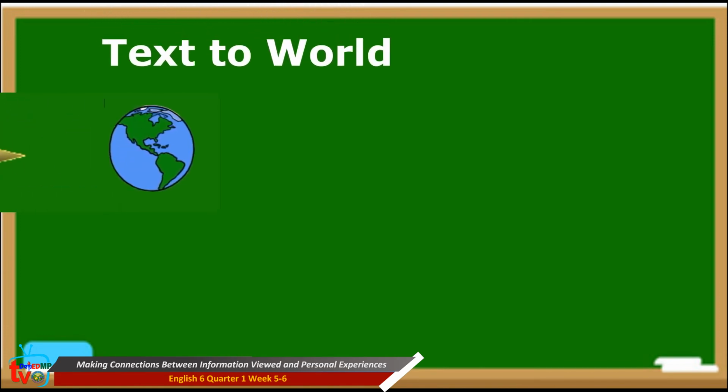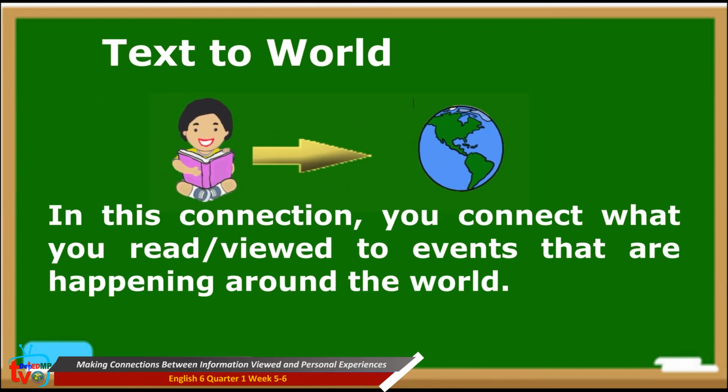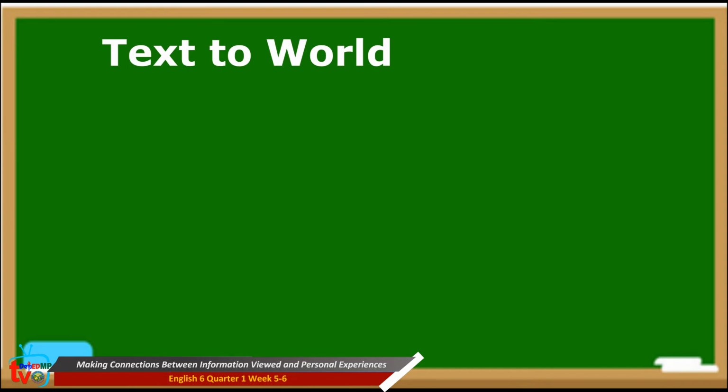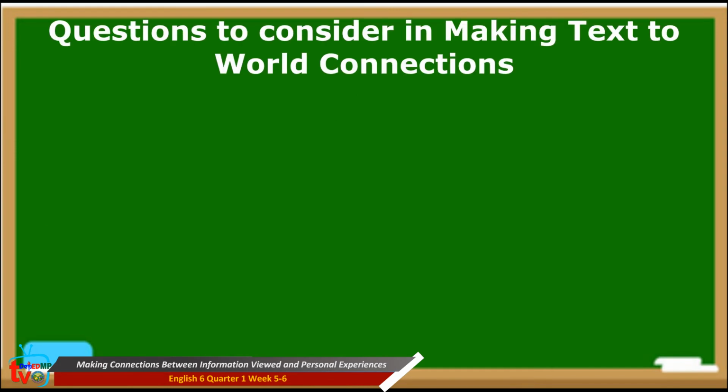Let us now go to the last connection, which is text-to-world connection. In this connection, you connect what you read or viewed to events that are happening around the world. We learn about things through television, movies, magazines, and newspapers. In making text-to-world connections, you can consider the following questions.